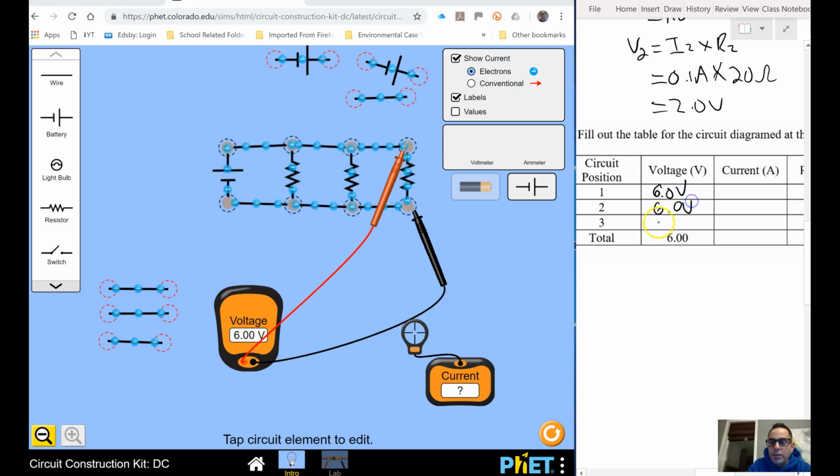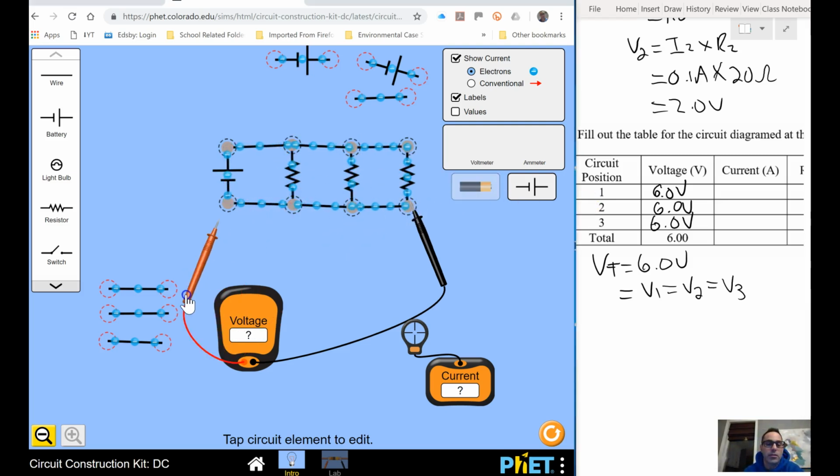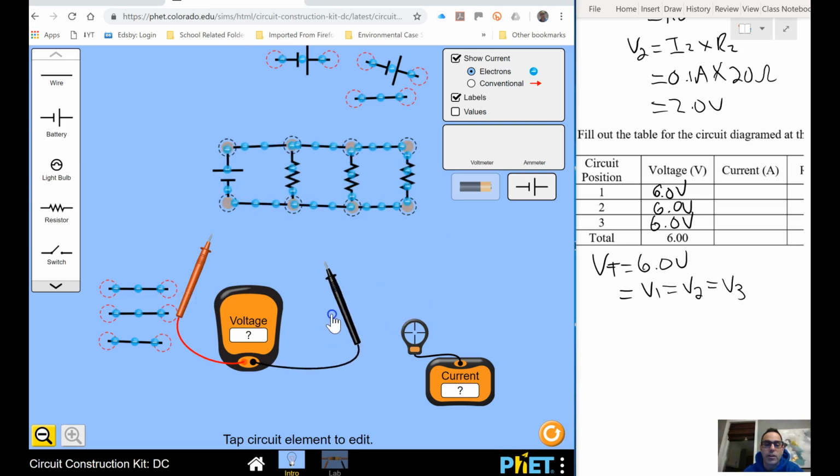And again, that's because through each path there's no sharing needed. So my total voltage in a parallel circuit is going to be, in this case, 6 volts. And it's equal to the voltage going through path 1, the voltage going through path 2, and the voltage going through path 3. Now, if there were extra resistors within one of these paths set up in series, then sharing would happen. But because there's only one, there's no sharing, and so these electrons can give up all their energy to that one load right there.